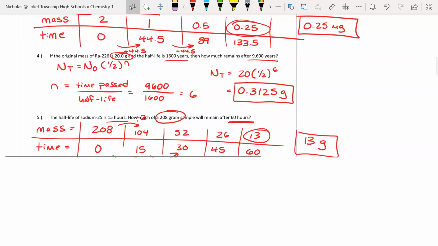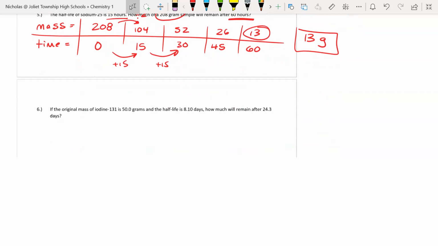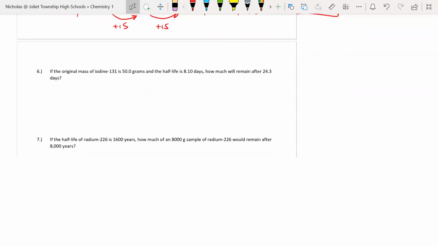Again, whatever you think is easier. If you're good with the table, do the table. If you prefer to do the half-life equation, do the half-life equation. For the remainder of these, I think I'm just going to go ahead and do the half-life equation.